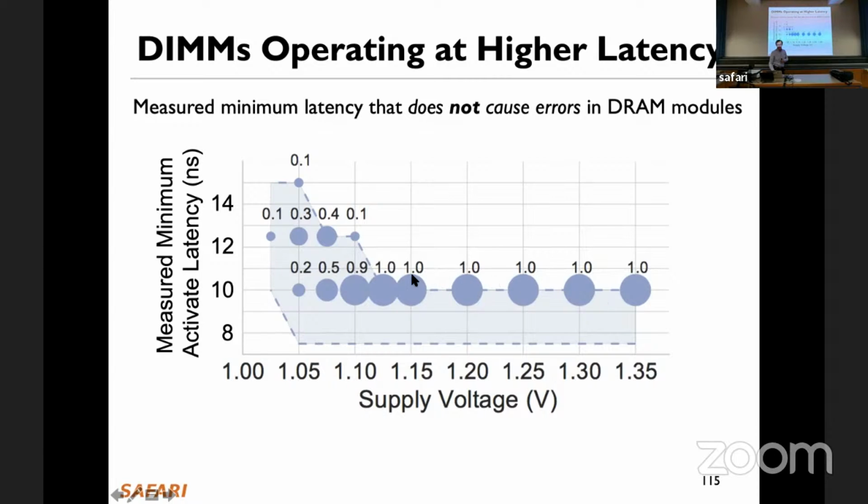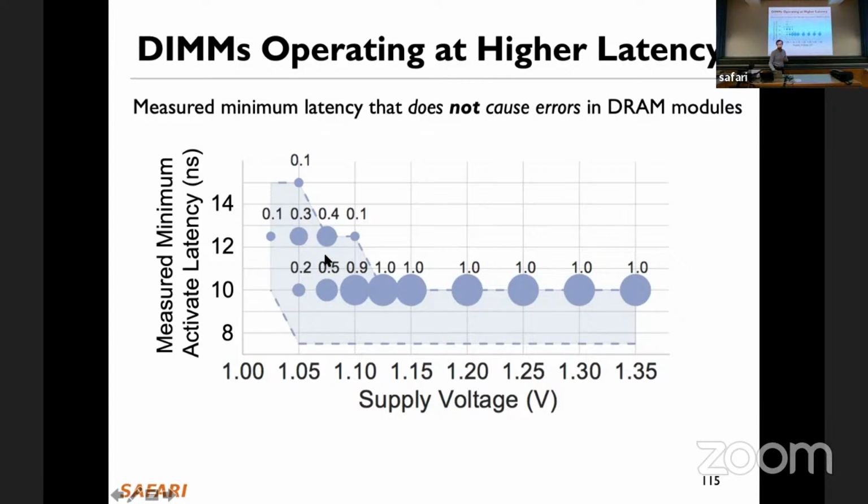But basically, this shows the measured minimum activation latency to make sure the cells are operating correctly without errors. And this is a fraction of cells that are operating correctly. So clearly, as you go until 1.10, all of the cells are operating correctly at an activation latency of 10 nanoseconds. But once you jump to 1.10 volts, some cells require 12 nanoseconds or 12.5 nanoseconds to be exact to operate correctly. And that's 10% of the cells. But 90% of the cells still can operate at the lower voltage.